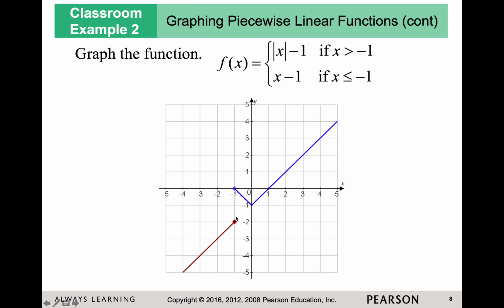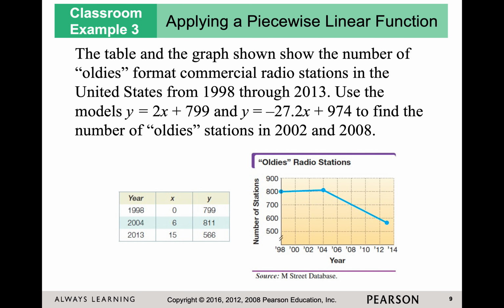Now, how do I know open circle versus closed circle? If it has an equal to, it's going to be a closed circle. If it does not have an equal to, it's going to be an open circle. So this is kind of like taking two graphs and putting them together into one, because you've erased parts of a graph and you're using a different equation for those.